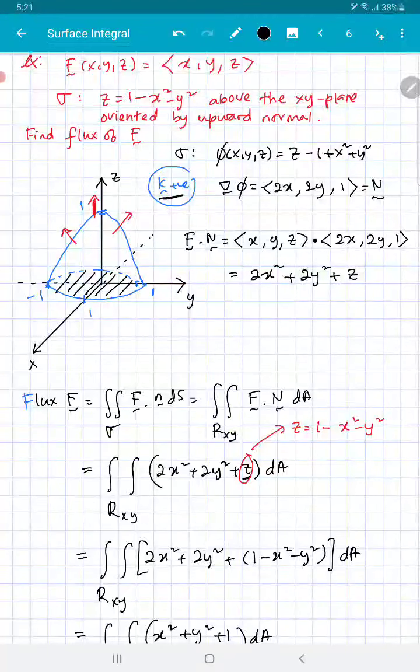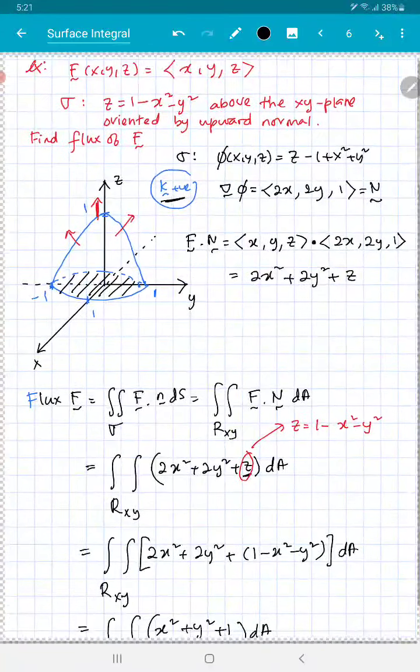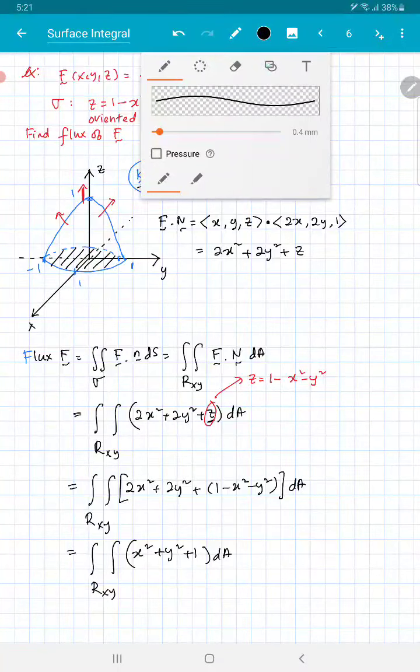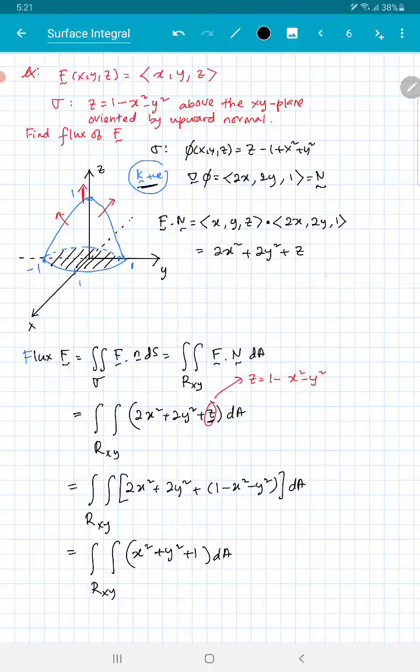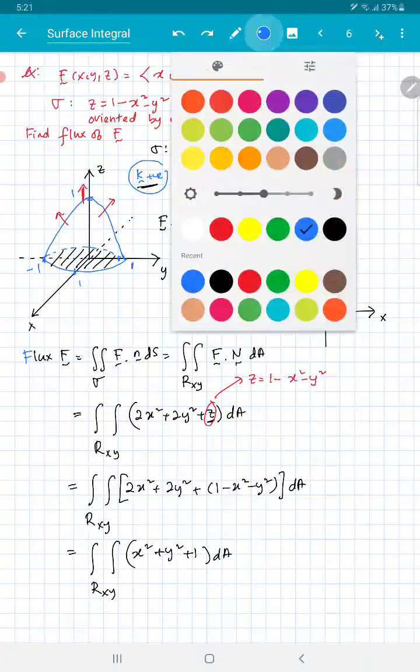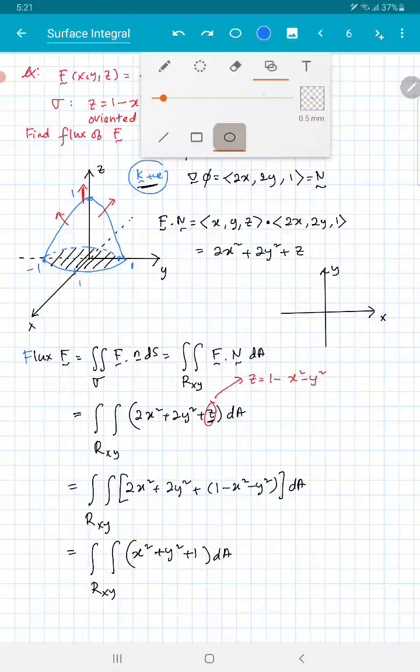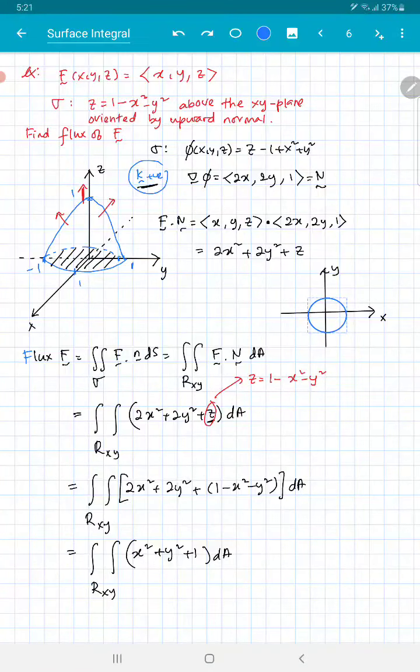Now let's look at our region R, which is on the xy plane. It is a circle. Okay, let me sketch that circle. So we have a circle, and the radius of the circle is 1 on the xy plane. The radius is 1. So we have 1, 1, negative 1, negative 1. So this is our region.